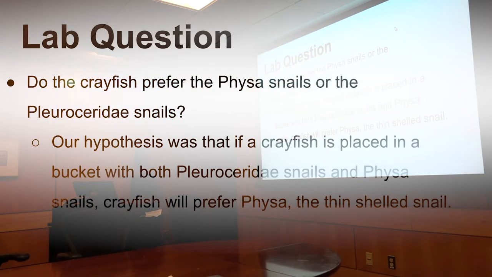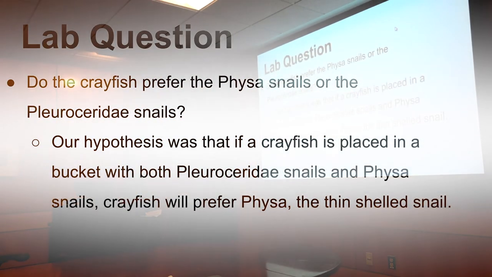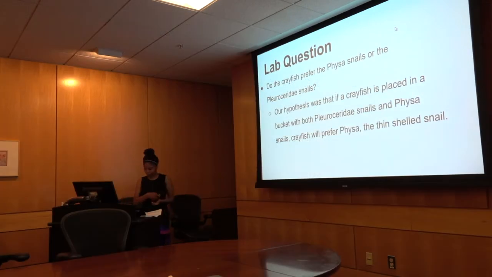So our first question is, do crayfish prefer the Physa snails or the Pleuroceridae snails? Our hypothesis is that if crayfish are placed in a bucket with both Physa snails and Pleuroceridae snails, then the crayfish will prefer the Physa, the thin-shelled snails, as their prey.